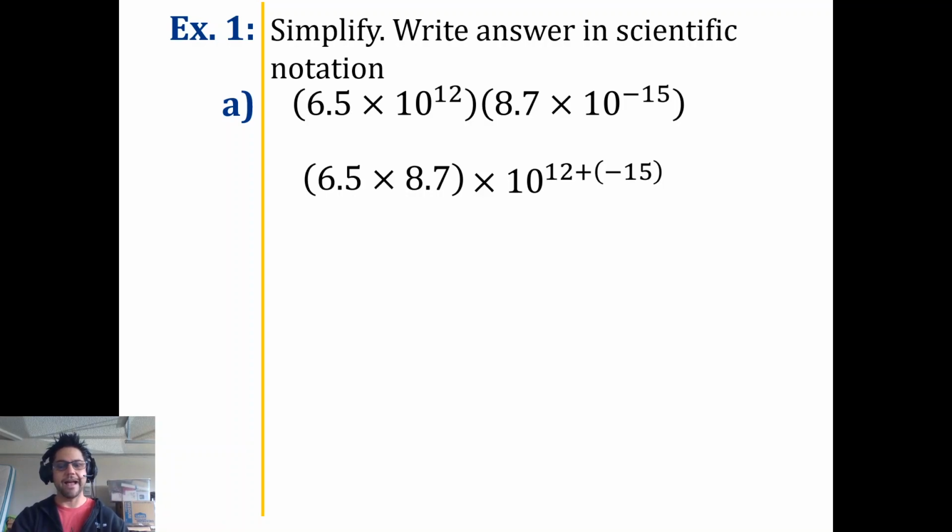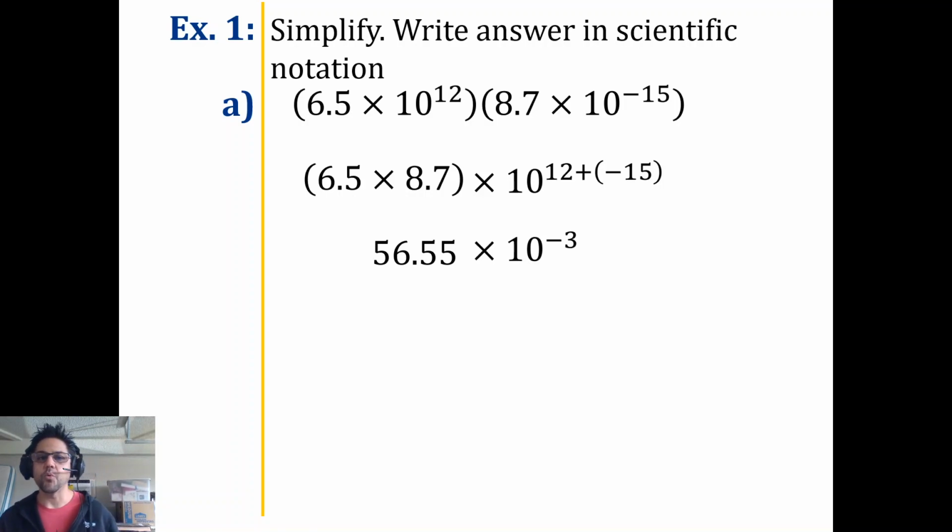So I now have, after I did my multiplication, 56.55. That should be on your screen. And you should have a 10 to the negative 3rd power. Now, if you notice, the 56 does not work for our 1 through 9 option. So that 56 is actually a little bit too large, so we need to move our decimal. Now, by moving it 1 space, that means my exponent has to change by 1 space.